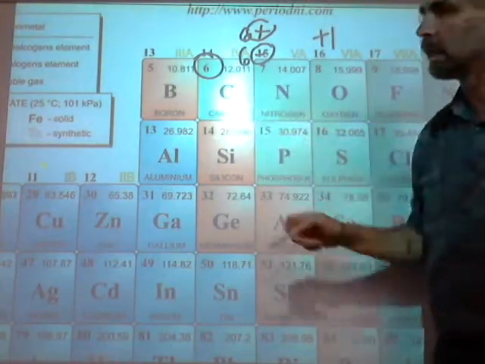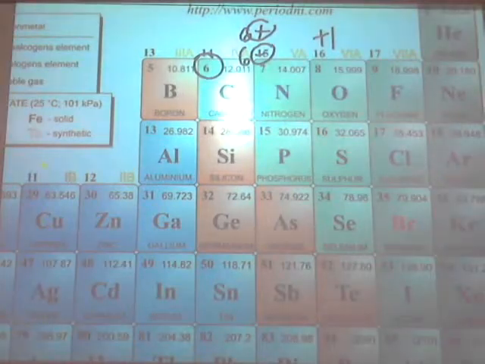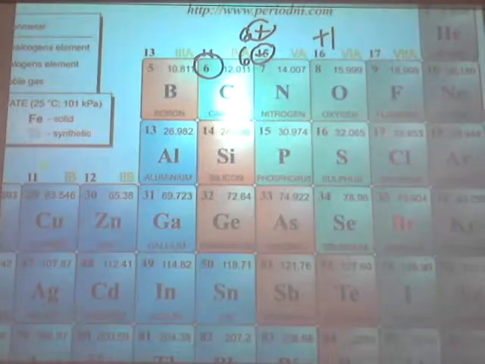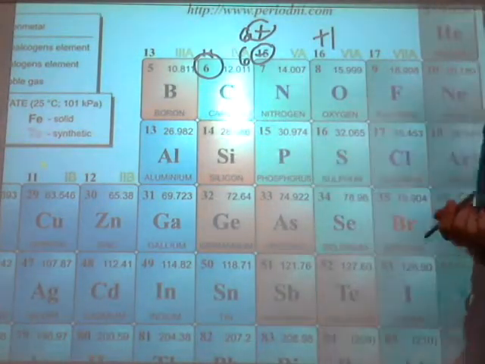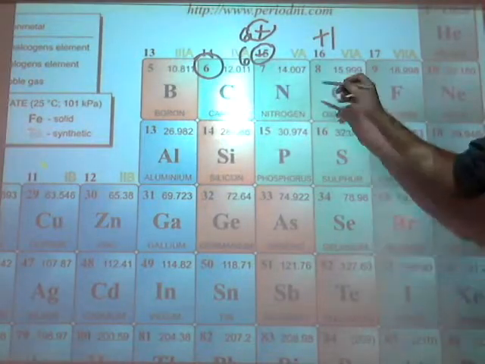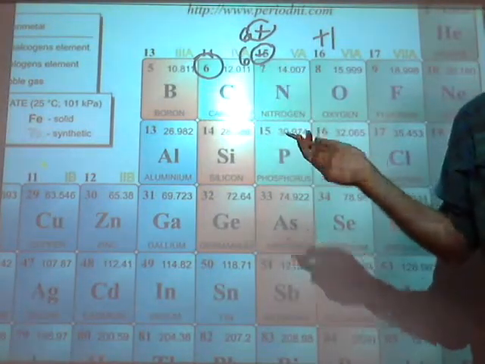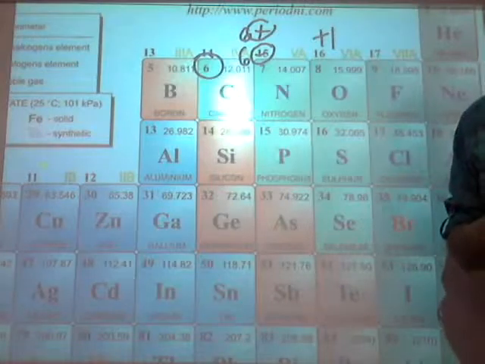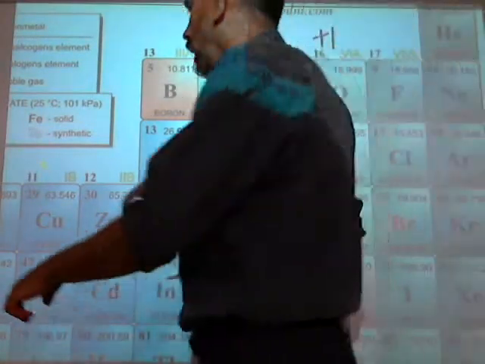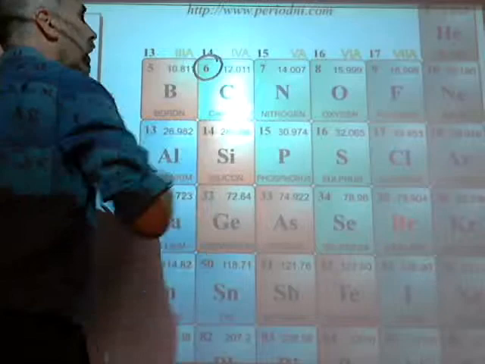What if I add an electron to carbon? What do I call him? He's still called an ion, right? But what charge would he have? A -1. What if I added, I could add 2 electrons to carbon. What would he be? Negative what? -2.